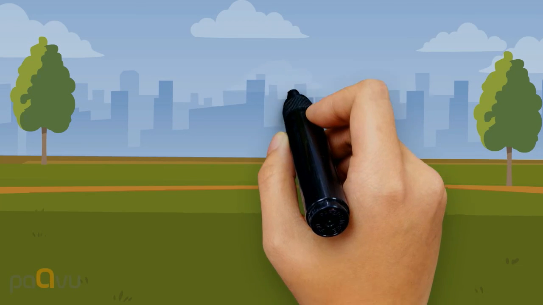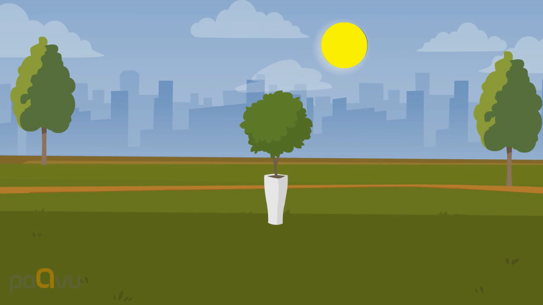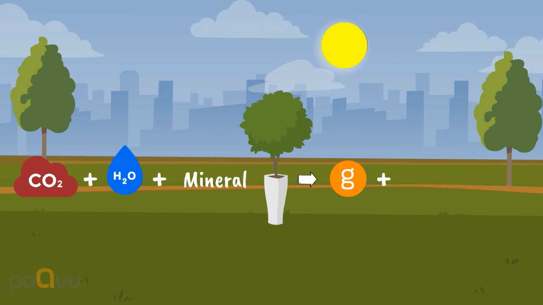Remember, glucose is formed or photosynthesis happens only in the presence of sunlight. Plants absorb carbon dioxide and release glucose, water vapor, and oxygen.